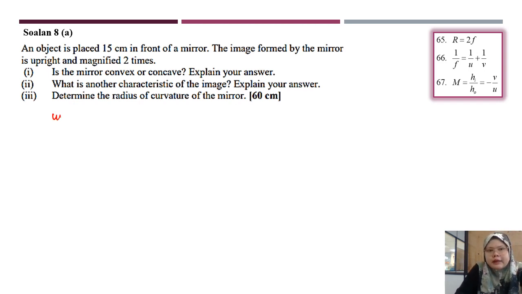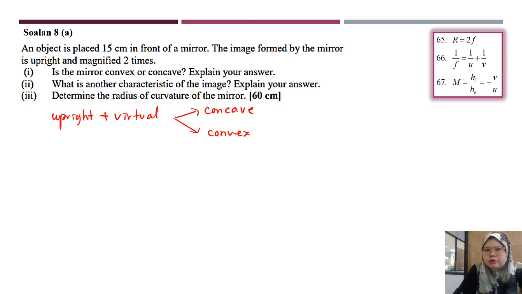Untuk image yang upright, upright maksudnya dia adalah virtual juga. So, dua-dua mirror, concave dengan convex, dia akan produce image yang upright dan virtual. Tapi untuk concave, dia akan produce image yang magnified. Tapi untuk convex, image upright dan virtual itu adalah diminished.